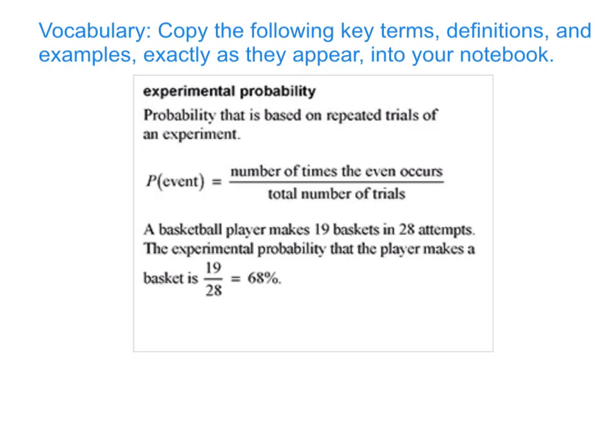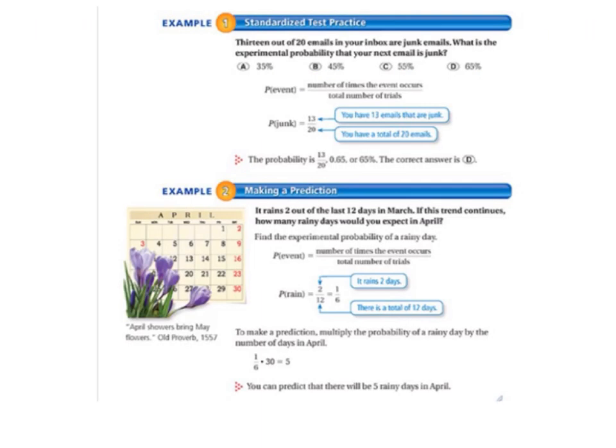Copy the following key term, definition, and example exactly as it appears into your notebook. Experimental probability is the probability that is based on repeated trials of an experiment. So the probability of an event equals the number of times the event occurs divided by the number of trials. Today we'll be beginning on page 400 in your textbook.